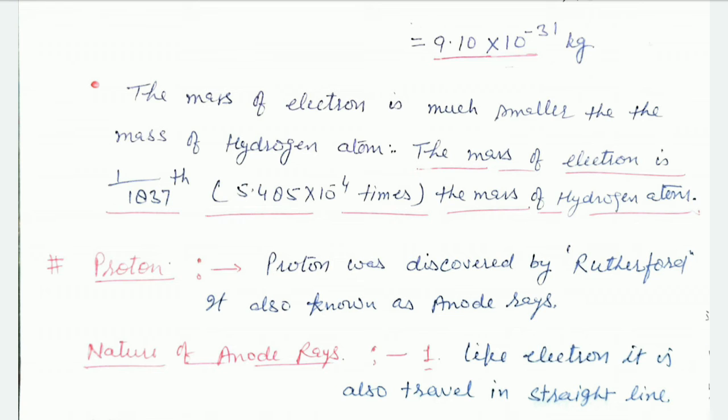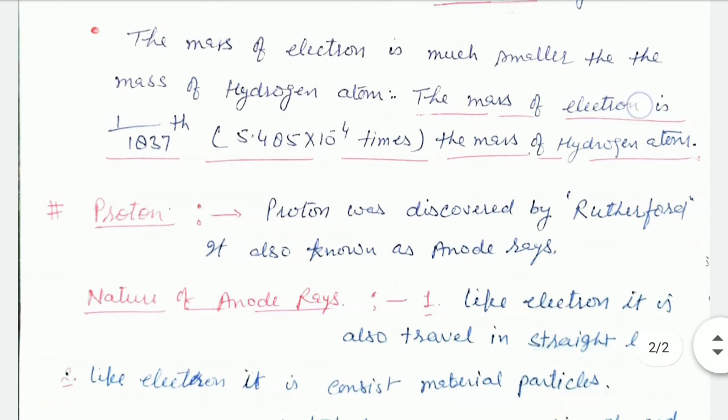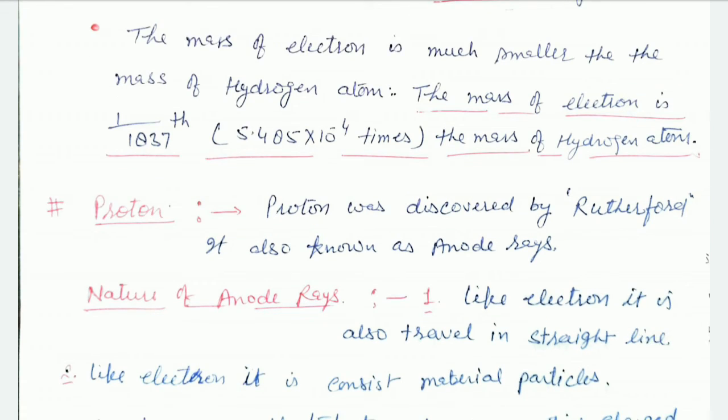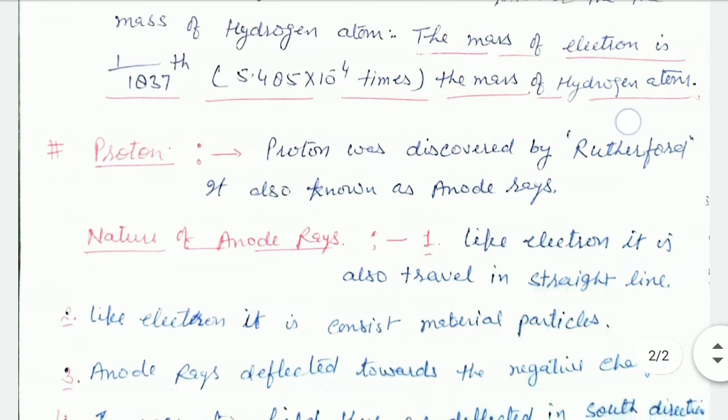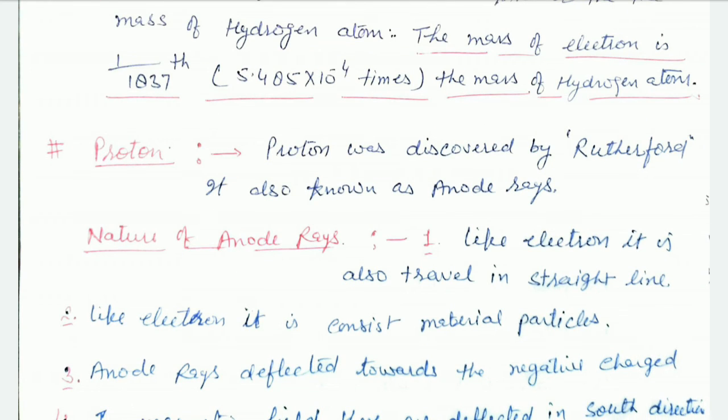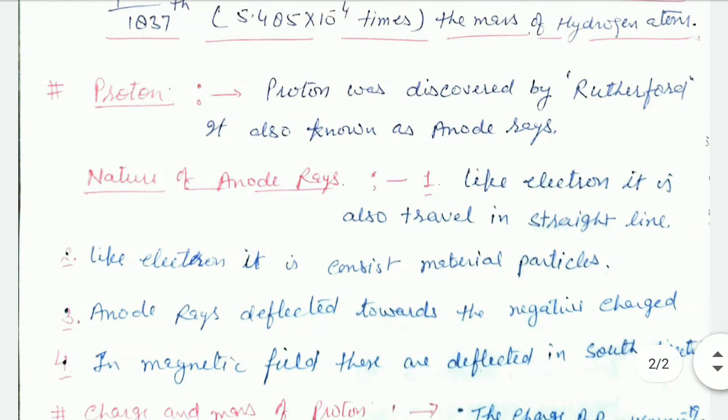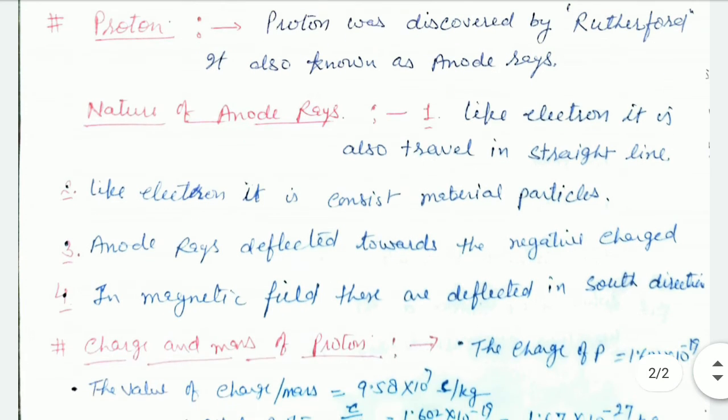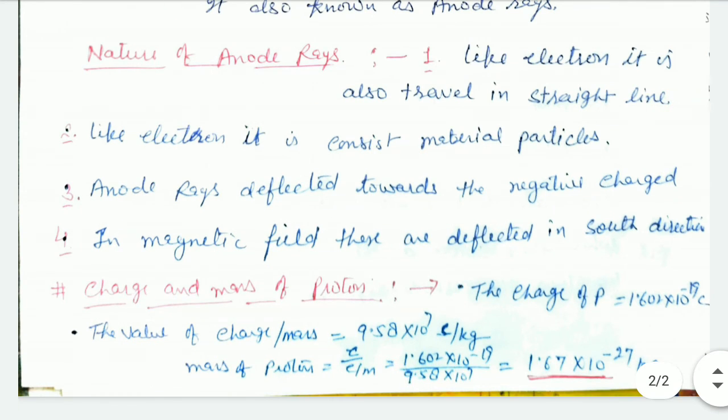Our second point is the proton. The proton was discovered by Rutherford. It is also known as anode rays. Nature of anode rays: like electrons, they always travel in a straight line. Second point is they also consist of material particles. Third is anode rays are deflected toward the negative charge.